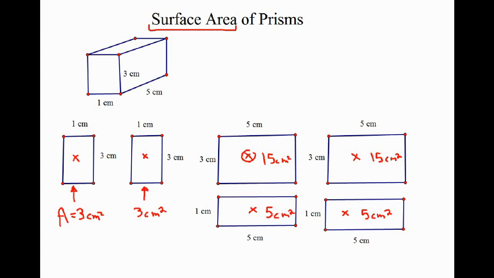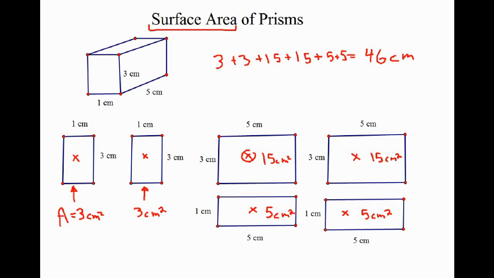So now what we've done is we've found the area of each one of these rectangles by multiplying the length times the width. To calculate the total surface area now, we have to add all of these areas. So if I take the first two, we've got 3 plus 3 plus 15 plus 15 plus 5 plus 5. And our total surface area here is 46.